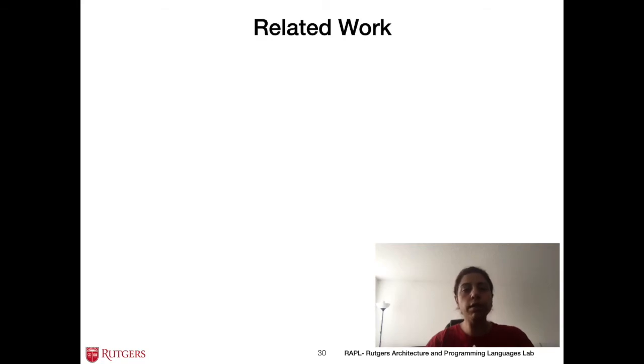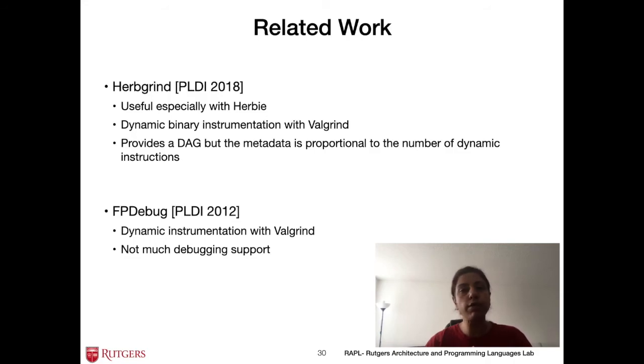Before I conclude, let me give you a quick overview of related work. Since posits are very new, there is not much support for detecting numerical errors with posits. There are two closest pieces of work in the floating point domain, that is Herbgrind and FPDebug. Both are Valgrind based dynamic instrumentation tools. Our work is motivated by Herbgrind, but we have different design goals. Herbgrind's goal is to generate expressions so that they can be rewritten using Herbie. To achieve this goal, they do generalization, which requires storing metadata proportional to the dynamic trace of the program. In contrast, we store a constant amount of metadata per memory location and provide a DAG of instructions for debugging purposes.